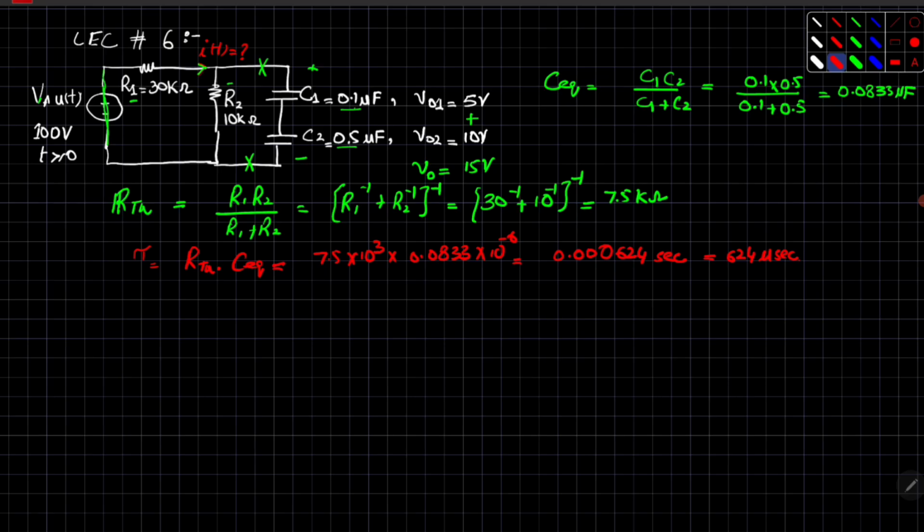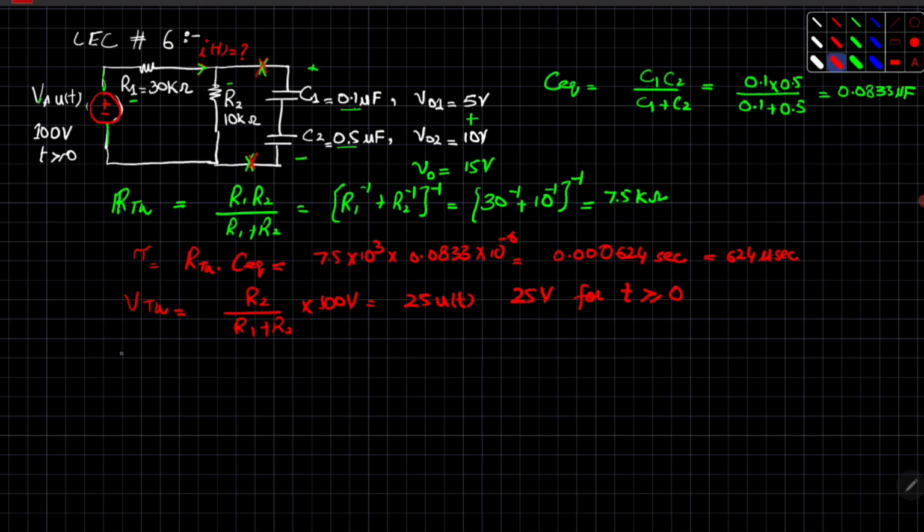Now we have calculated R Thevenin and C equivalent. Next we will calculate V Thevenin. So what is V Thevenin? V Thevenin is between these two points. Again we will remove the capacitors and reconnect the voltage source just like it was before. So our V Thevenin will be equal to the voltage across R2. So we have R2 divided by R1 plus R2 times the input voltage, that is 100 volts. So this will be equal to 25 U of t, or we can simply write it as 25 volts for time t greater than or equal to 0.